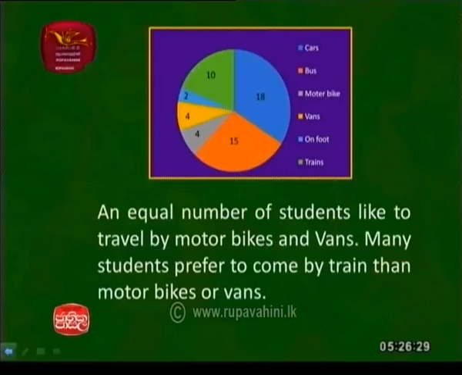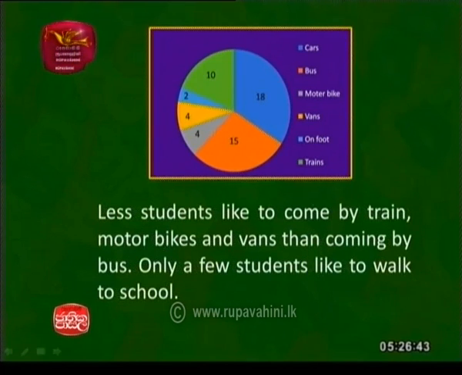Right. Many students prefer to come. So you can take students who like more, like 15 and 18. You can write those by using many. Many students prefer to come by train than motorbikes or vans. So here we compared more things with less things. Now less students like to come by train, motorbikes and vans than coming by bus. So here earlier we wrote about more students, but here less students. So when you are writing less students, you have to write the less number first and after that the later. Okay? Less students like to come by train, motorbikes and vans than coming by bus.